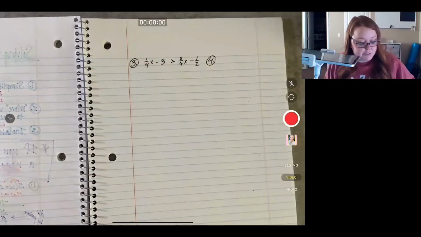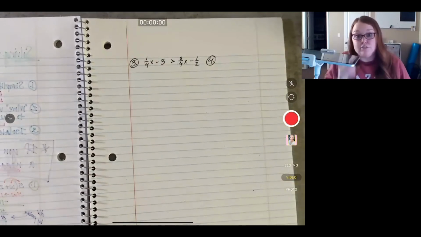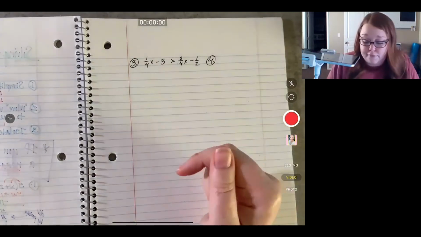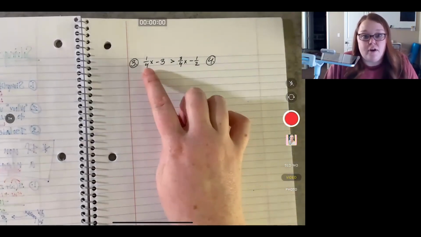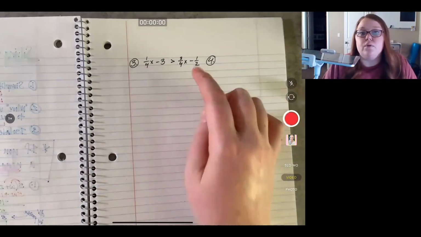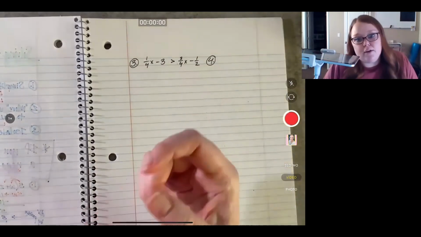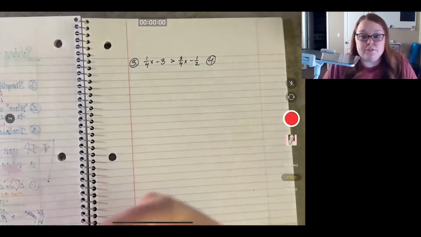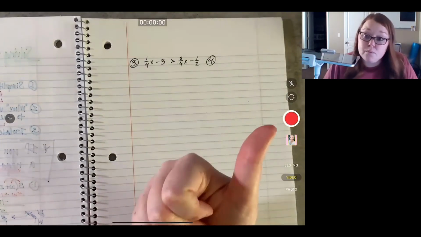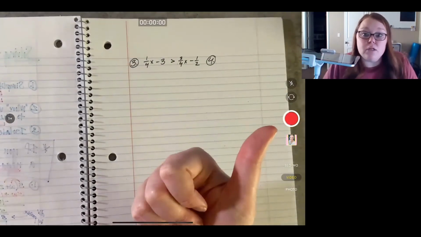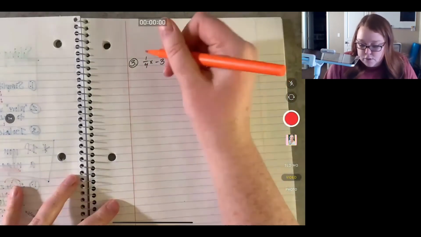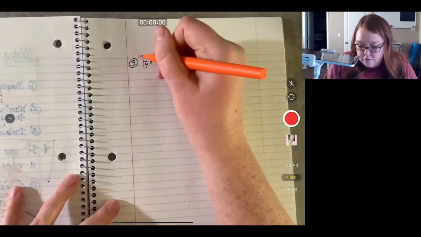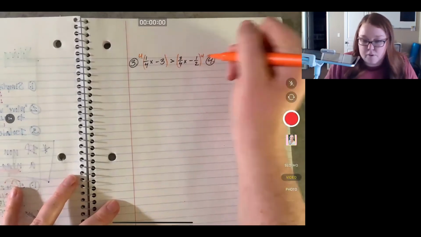Still got to know how to cancel out fractions. So if I want to cancel these out, I'm looking at the denominators, 4, 4, and 2. What's a good number that 4 and 2 both go into? 8 would work, but a smaller one that works is 4. 4 goes into 4, 2 goes into 4. So I'm basically going to times everything by 4.